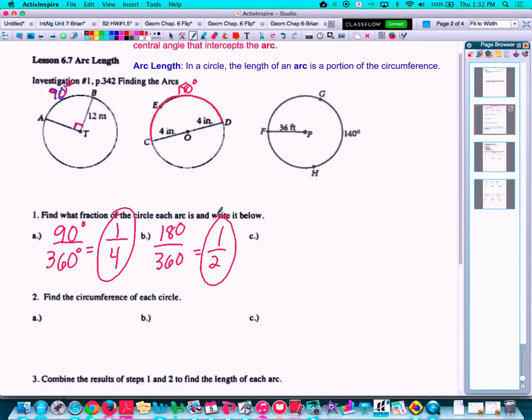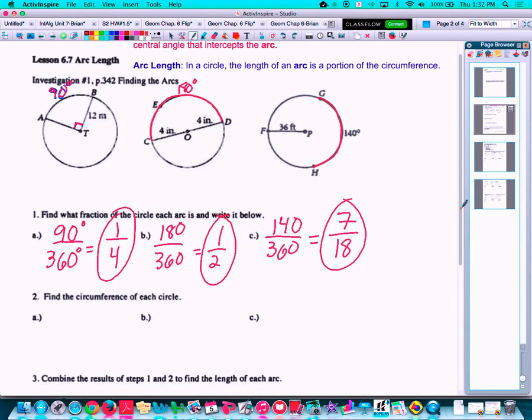And then in the last one, part C here, we're looking at the arc measure of 140 degrees. So we're looking at this arc here between G and H. That's 140 degrees. So again, 140 out of 360. That's not quite as nice of a fraction, but if you reduce that, 20 goes into 140 7 times, 20 goes into 360 18 times. So that's 7/18 of the way around the circle.